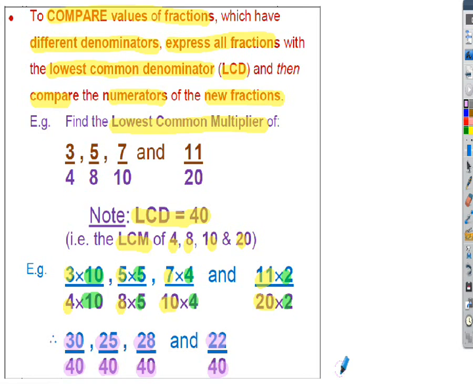So there are my four fractions. So now I can easily compare them because the denominators are the same. So we can see the smallest fraction in this case is the 22 upon 40, or in other words the 11 upon 20. And the largest fraction is the 30 upon 40, or of course that's the 3 upon 4.